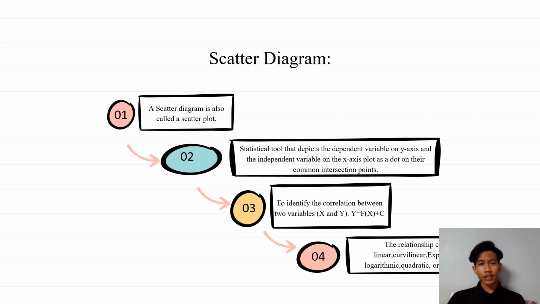First, a scatter diagram is also called a scatter plot. Second, a statistical tool that depicts the dependent variable on the y-axis and the independent variable on the x-axis, plotted as a dot on their common intersection points. Third, to identify the correlation between two variables, x and y, where y equals f(x) plus c. And the last one, the relationship can be linear, curvilinear, exponential, logarithmic, quadratic, or polynomial.